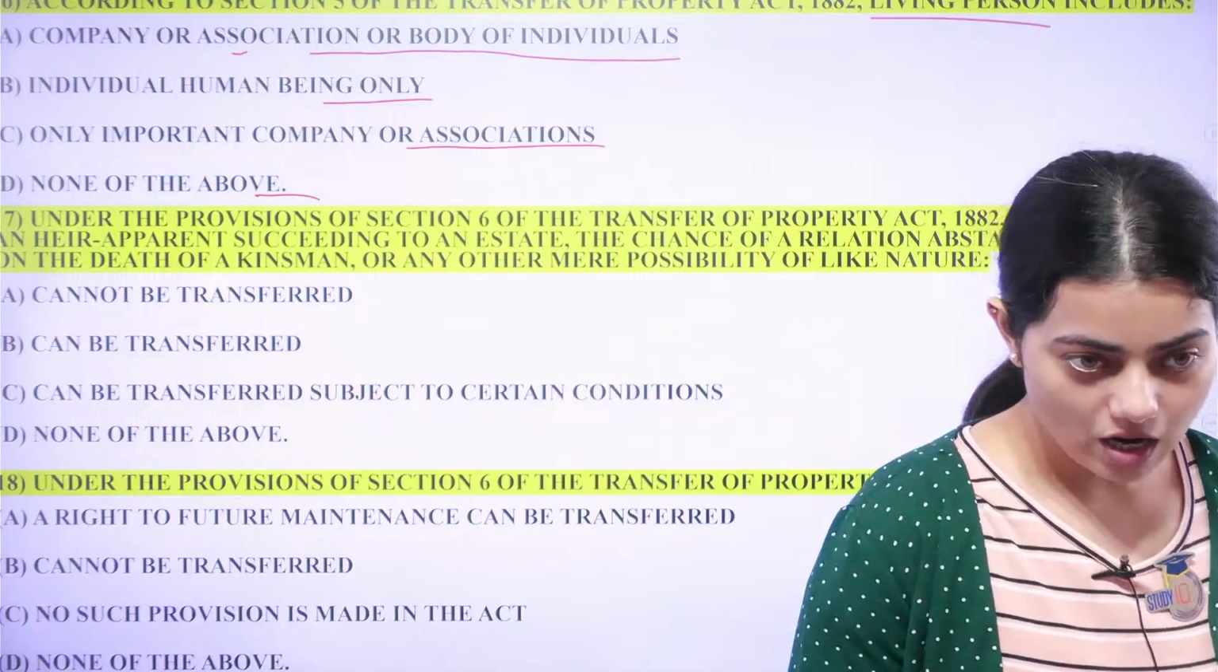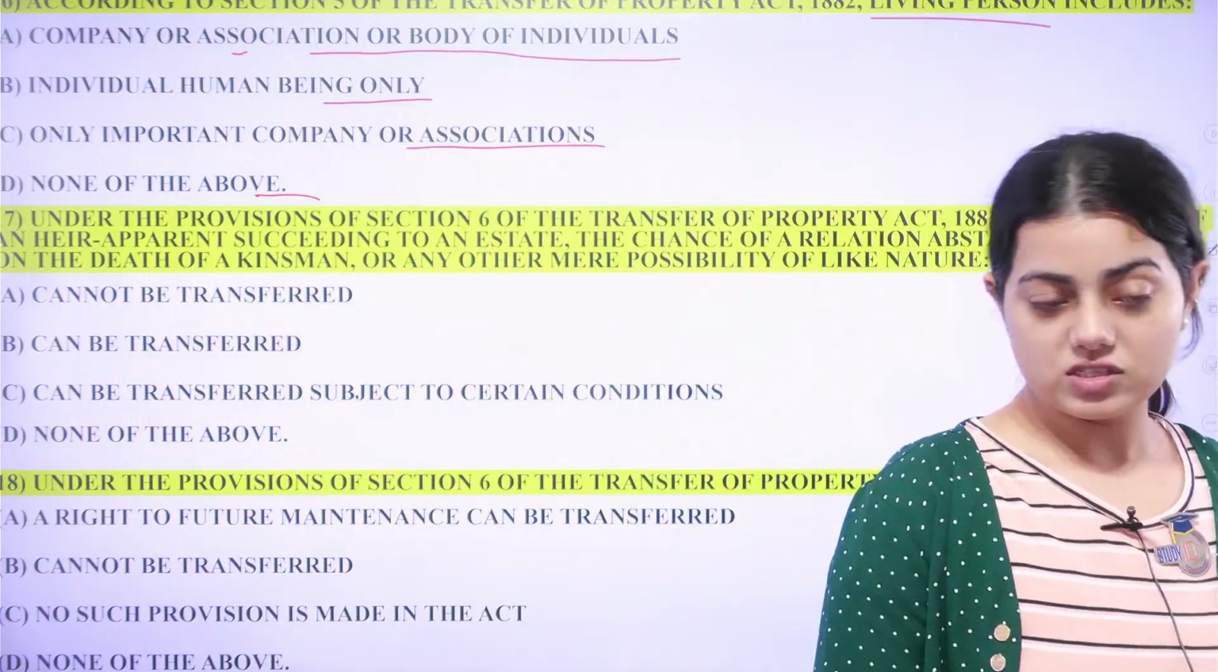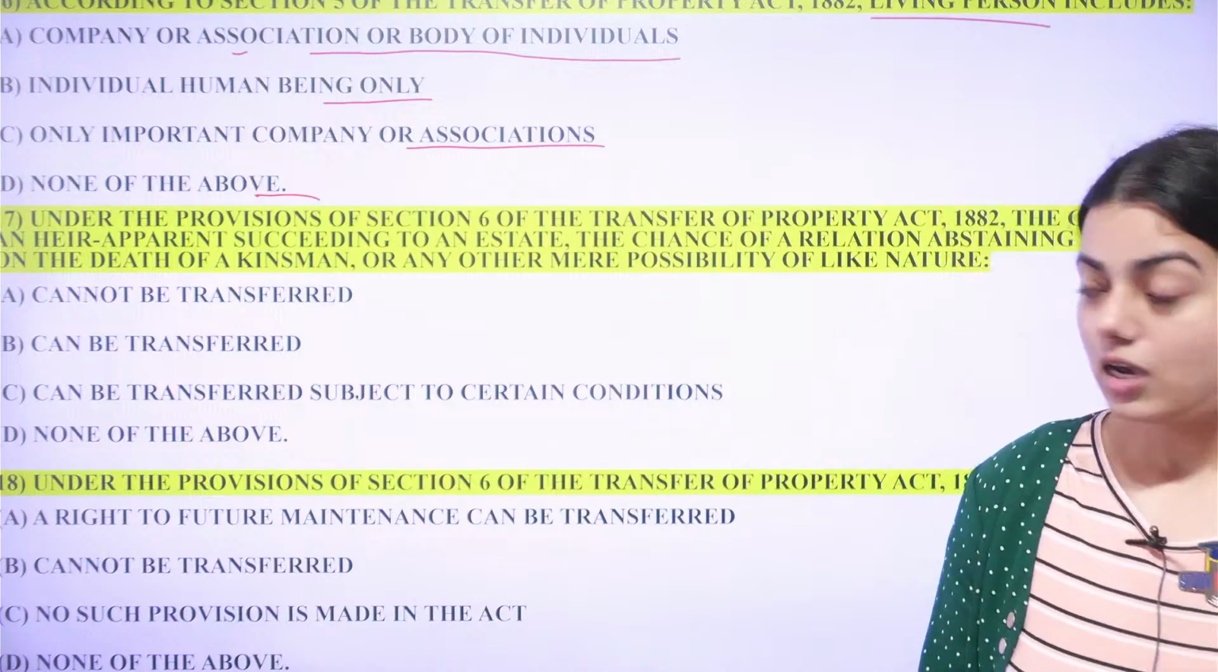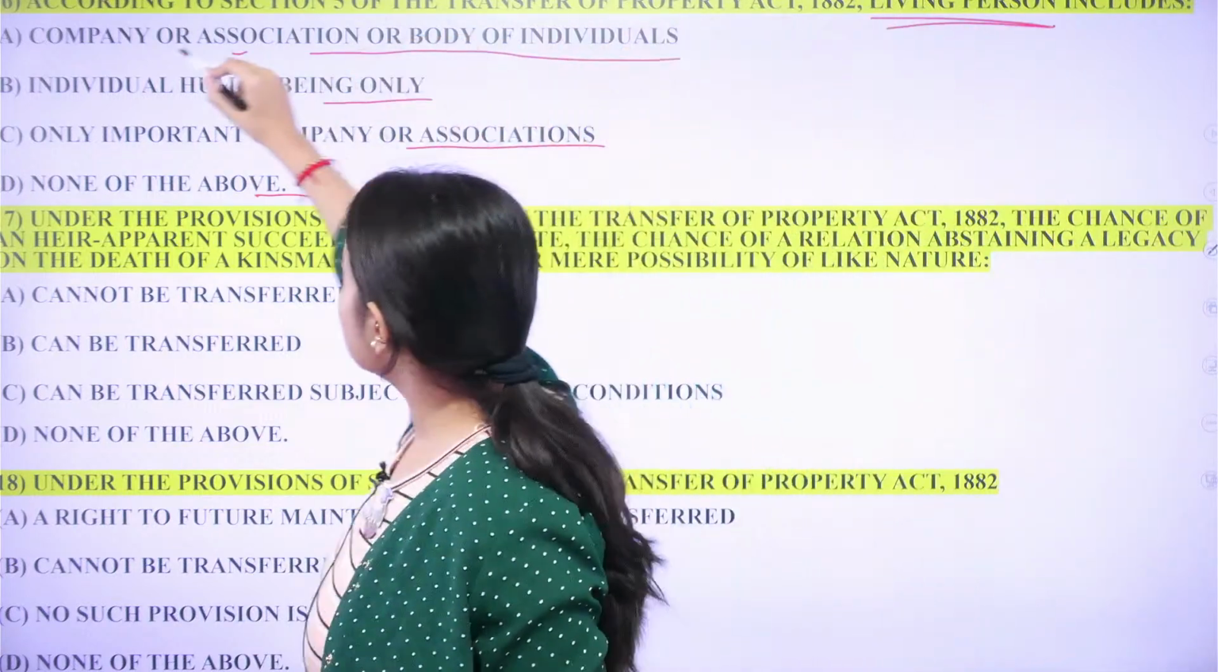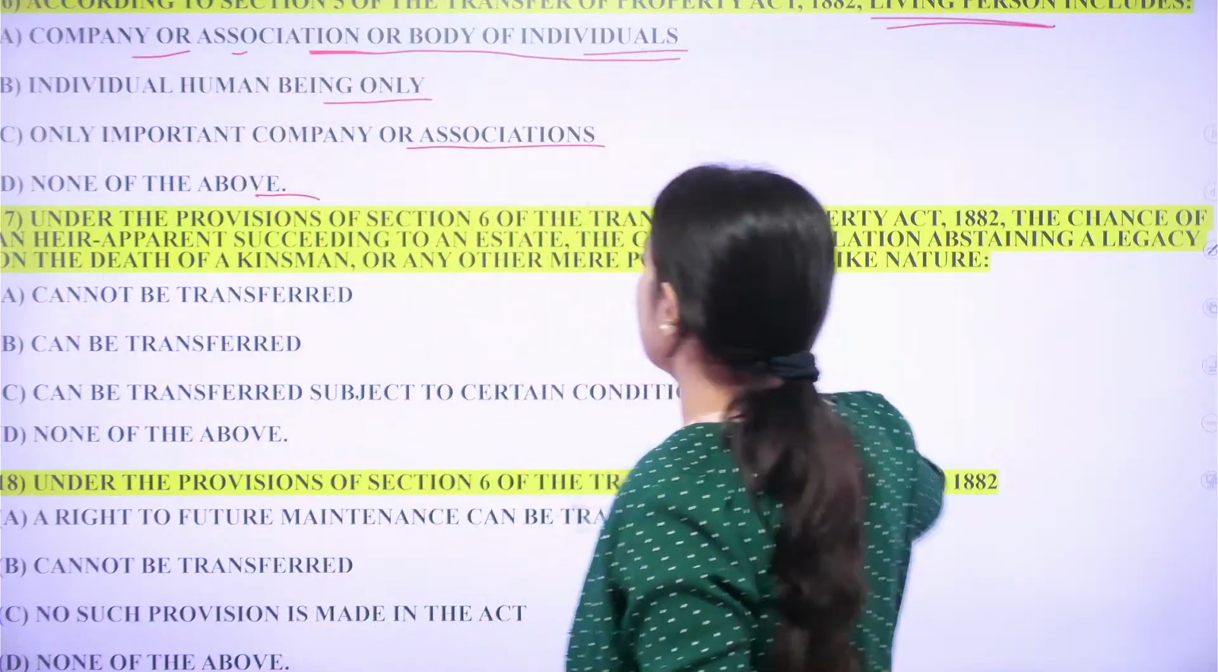16A, Prasanna Thakur, you have answered correctly. Manifesting 03, again you have answered correctly. Option A is correct. What all are included in a living person? Company or association or body of individuals.